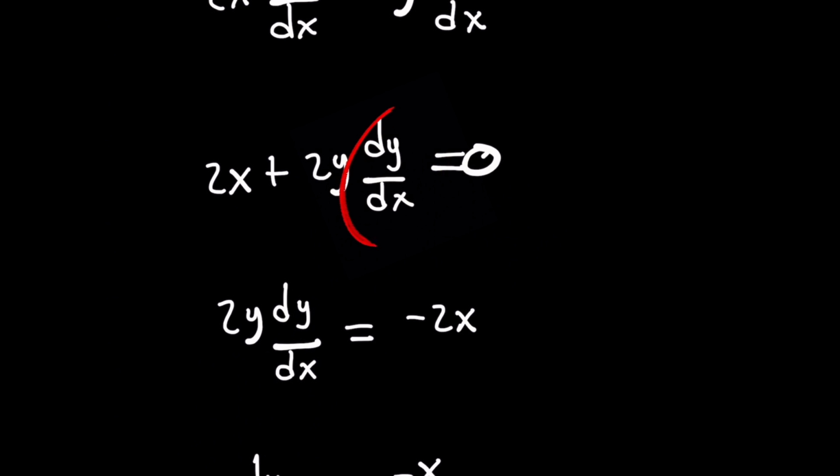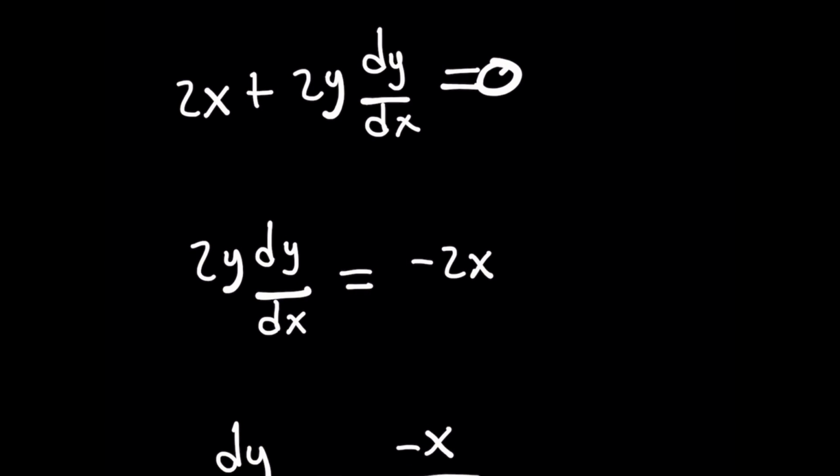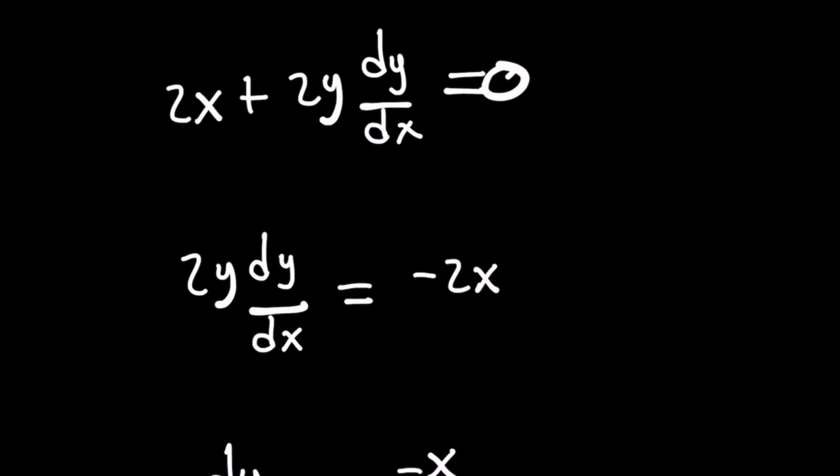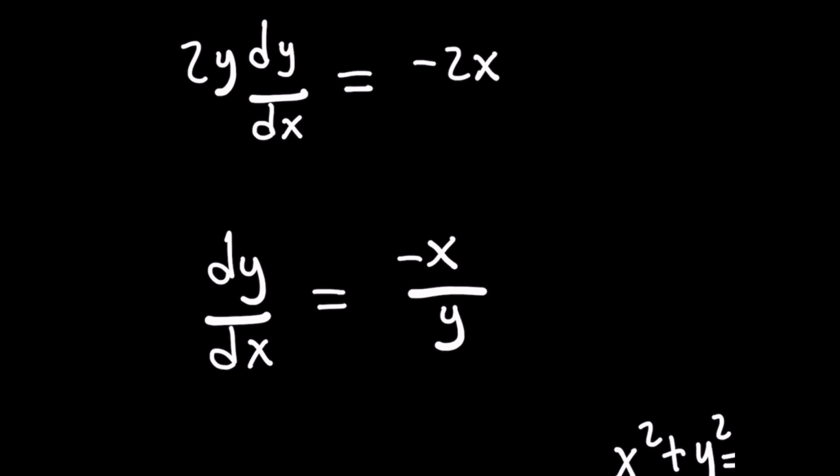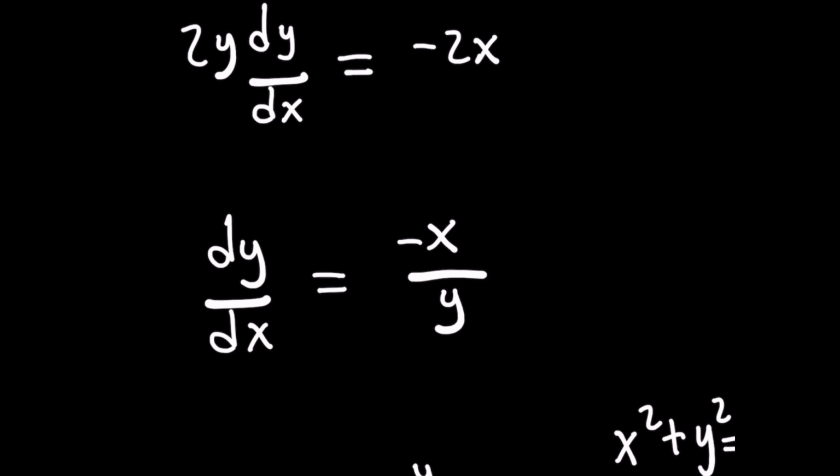And so what I want to do next is I want to isolate the dy over dx by itself. So in other words, I want to solve this equation with respect to that so it's on the left side. So what I'm going to do next is subtract 2x on both sides of the equation and then divide by 2y on both sides, leaving me with this really simple expression: dy over dx equals negative x over y.